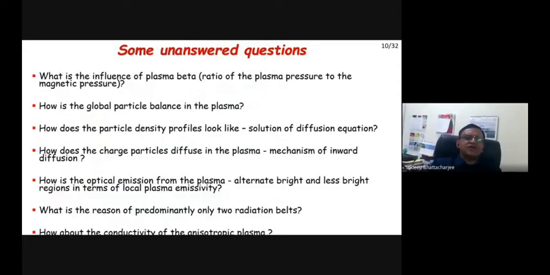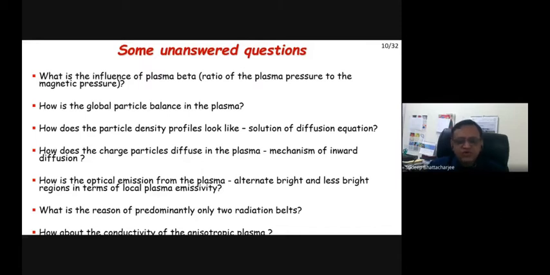So despite several satellite studies that have been done, and people having developed large dipole plasmas in the laboratory, there are many unanswered questions. I have listed a few of them. What is the influence of plasma beta, which is the ratio of the plasma pressure to the magnetic pressure? How is the global particle balance in the plasma? What about the particle density profiles? How do they look? How does the charged particle diffuse in the plasma? How are the optical emissions from the plasma? What is the reason for alternate bright and less bright regions in terms of the local plasma emissivity?